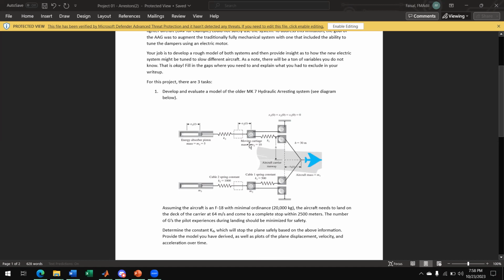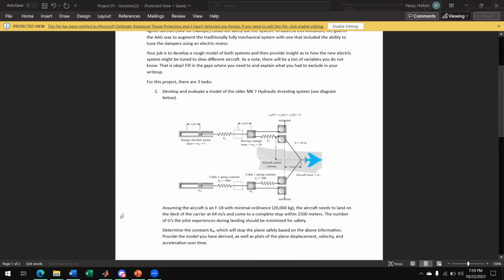So we have this moving mass carriage, we have this energy mass over piston, we have the spring constant, we have these two springs, and then we have these initial conditions. Another initial condition that we have to take into account is the fact that the plane lands at 64 meters per second. Our constraint is also that it must come to a complete stop within 2,500 meters. And the number of G's the pilot experiences during landing should be minimized for safety. So we have to find a KD ratio that helps us achieve all these goals.